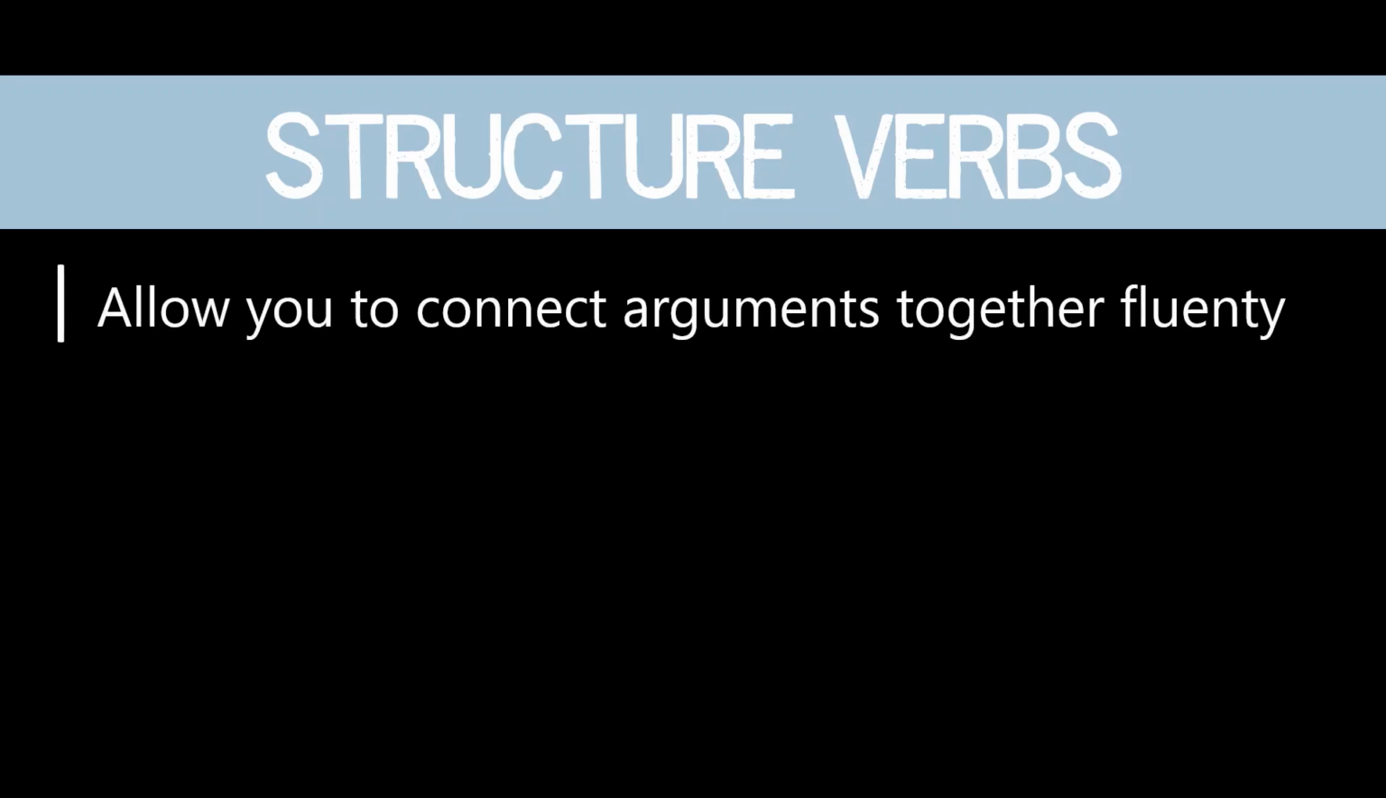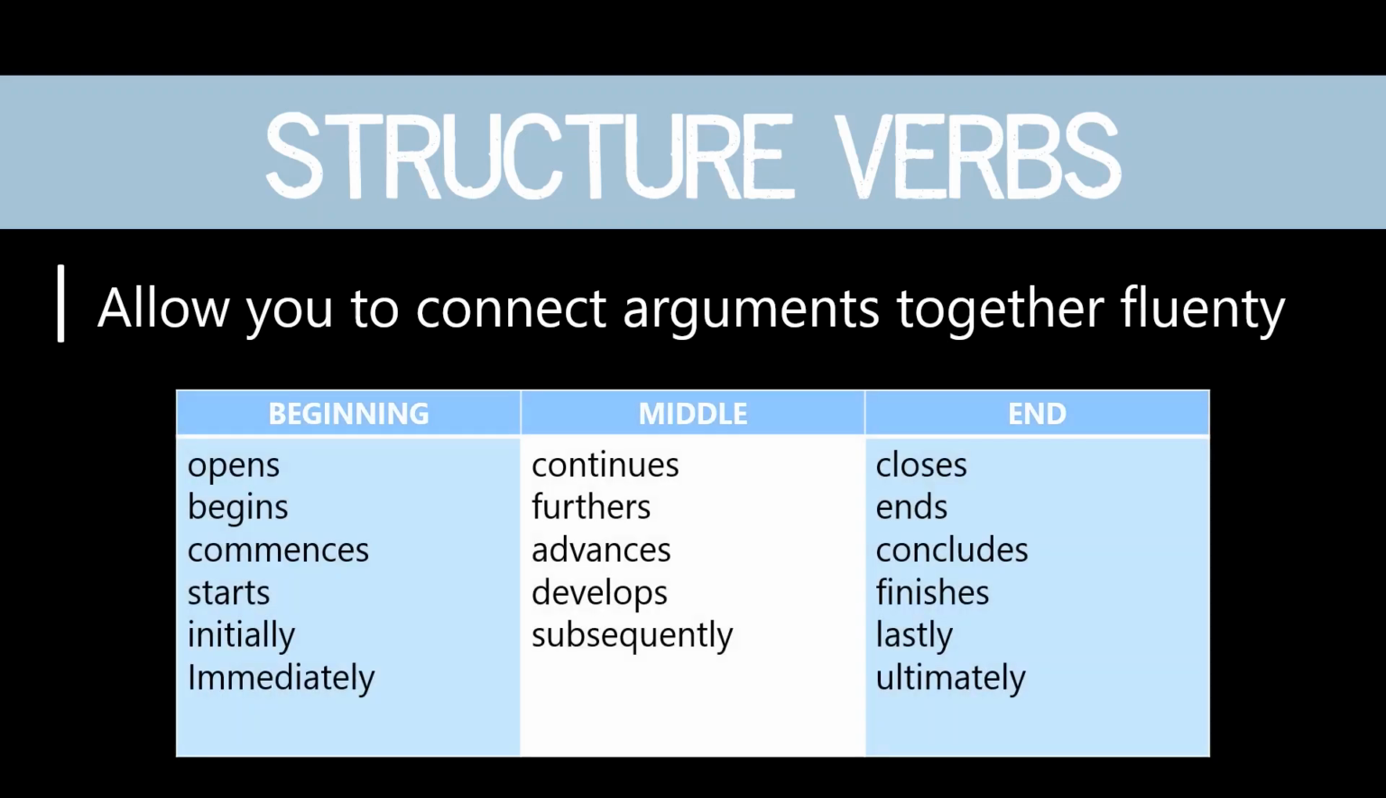So the first place to start in terms of connecting your arguments are definitely structure verbs. These allow you obviously to connect the arguments together fluently. So we have a list of them here. The first column we can see verbs that we use for our first main body paragraph. So verbs like opens, begins, commences. So the first time you address a specific argument from a text, you might use one of these.